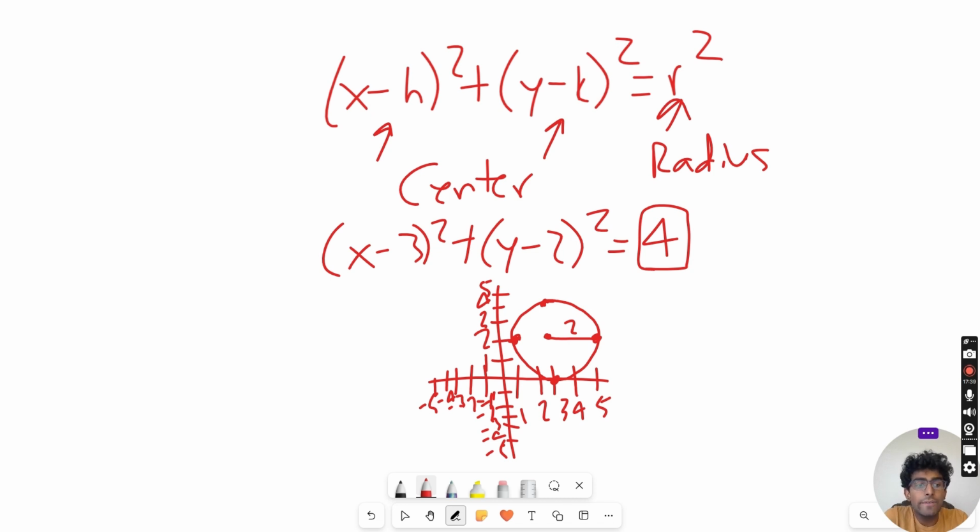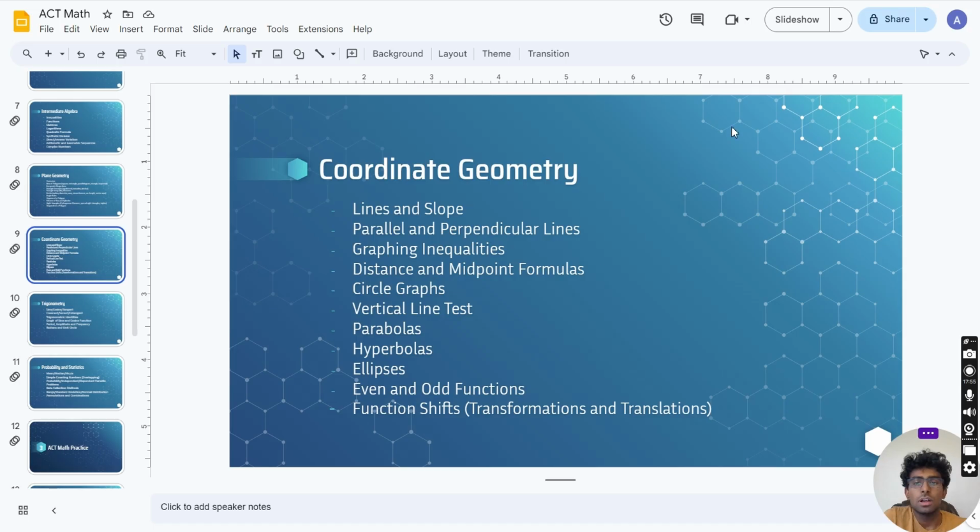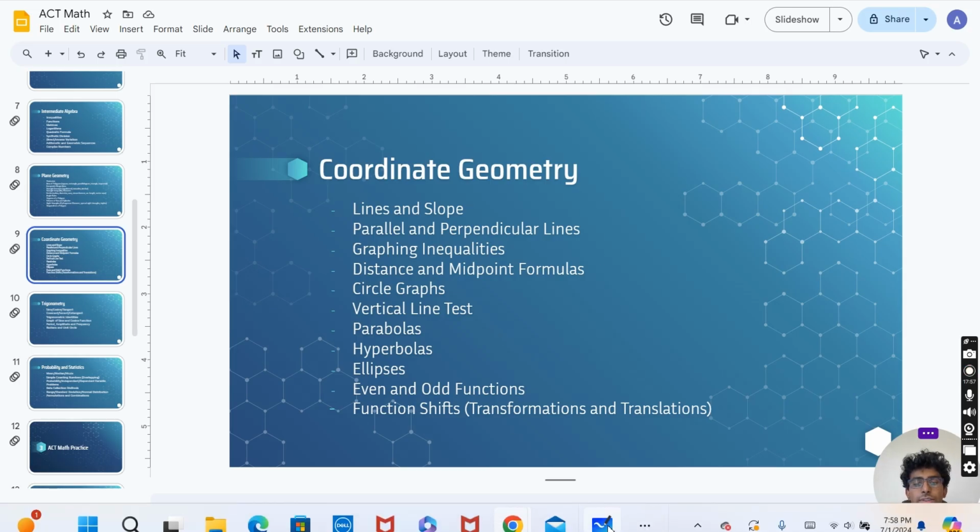And again, if you're given a graph and you're asked to write the equation, first look at the center and then look at the distance between the center to one of the endpoints. That will give you the radius. And remember, in the equation, it needs to be radius squared. So remember that.